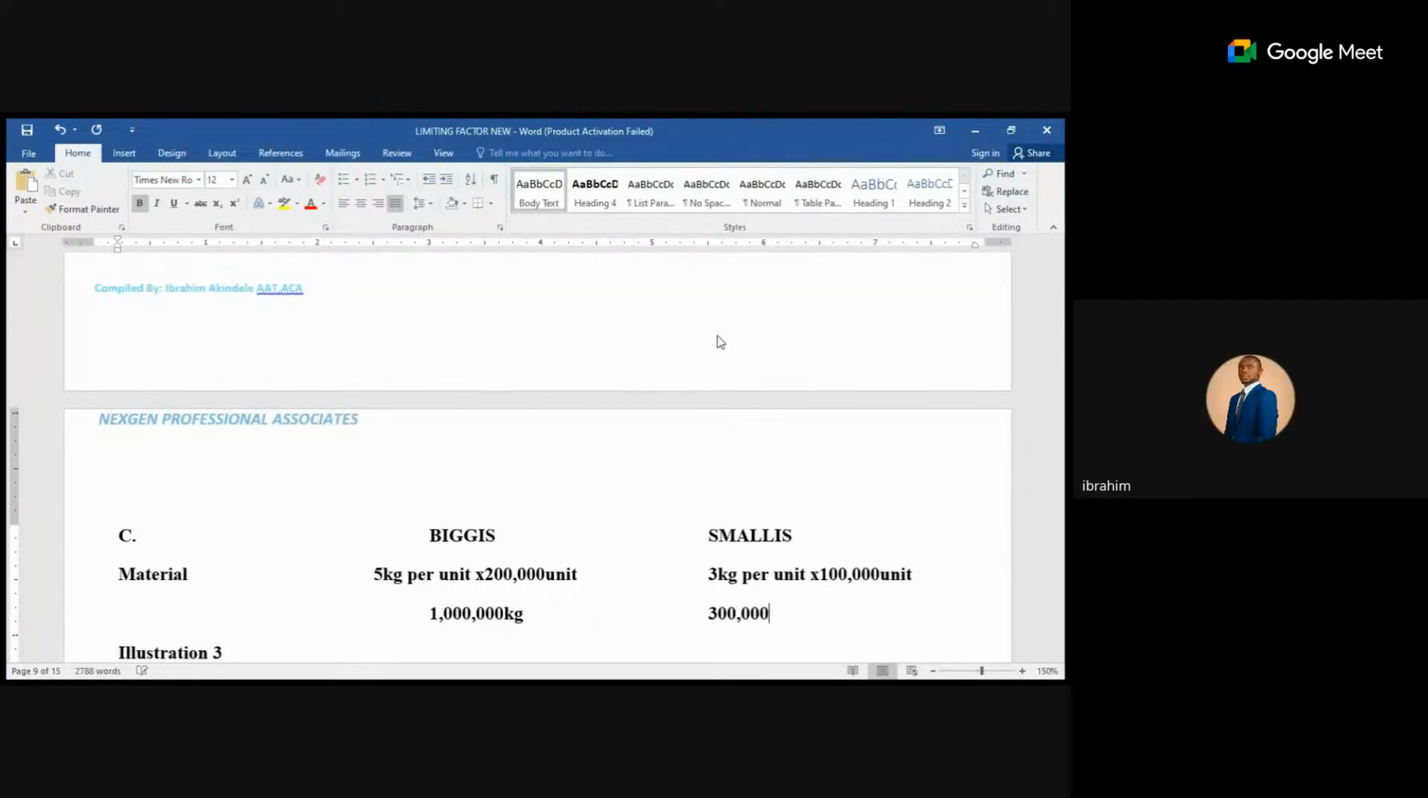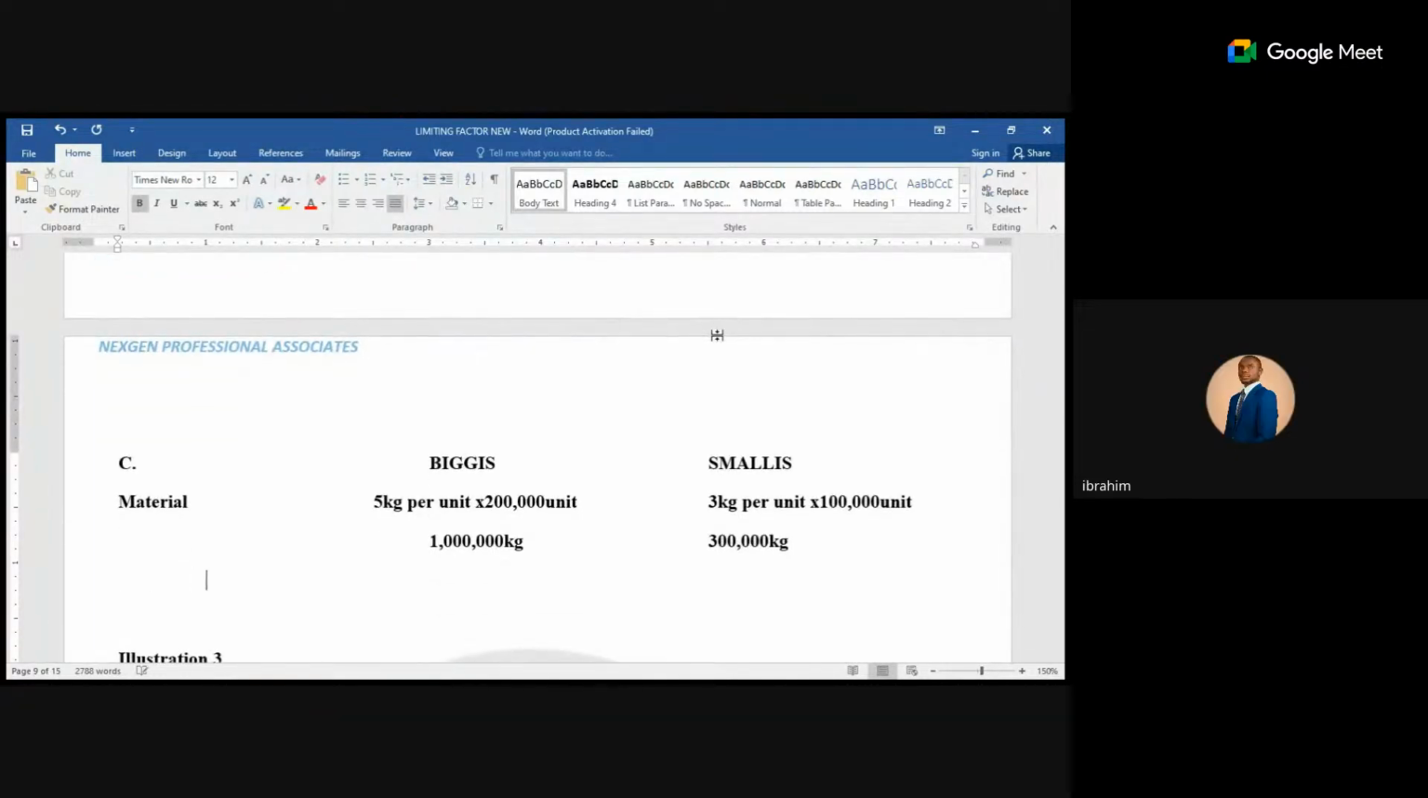So the total required, when you add the two together, is 1.3 million kg to produce both. Then you now compare it with available.